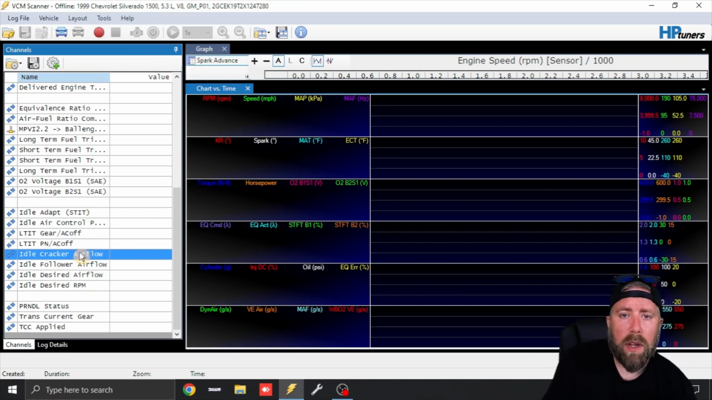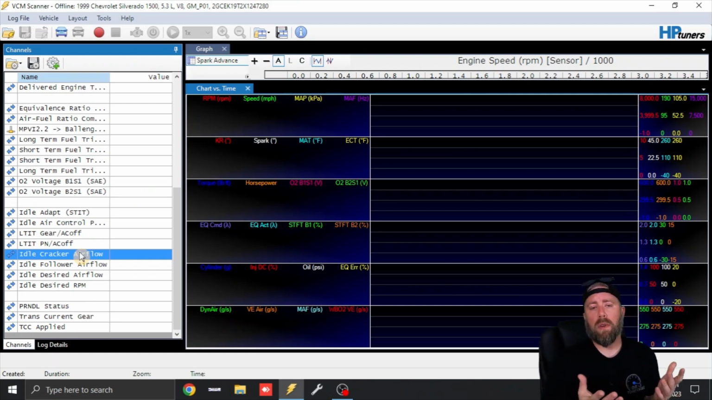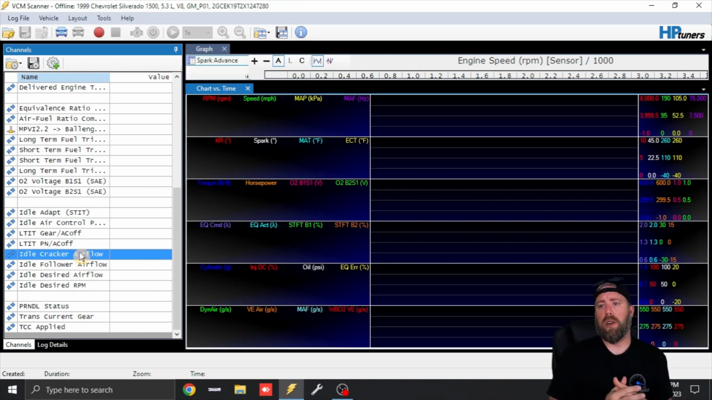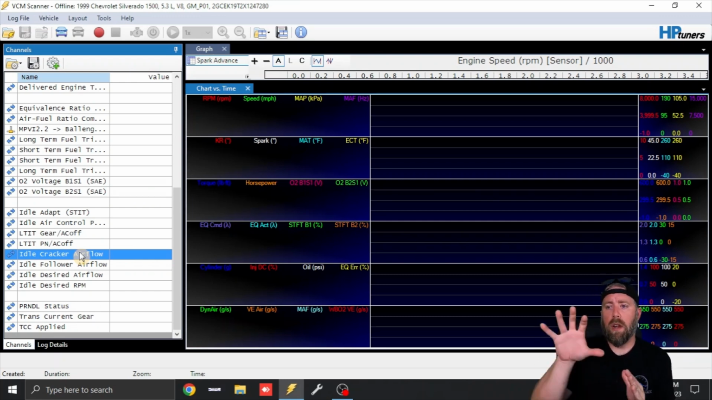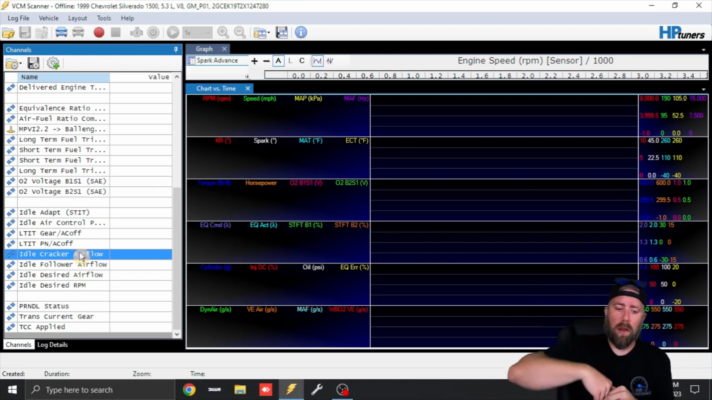Idle cracker airflow. Idle cracker is going to be the amount of airflow when you're basically rolling down the road. So say you're in a pickup truck and you're doing 40 miles an hour. If you let off the throttle, idle cracker is going to come in and it's going to hold airflow there to keep the engine from stalling.